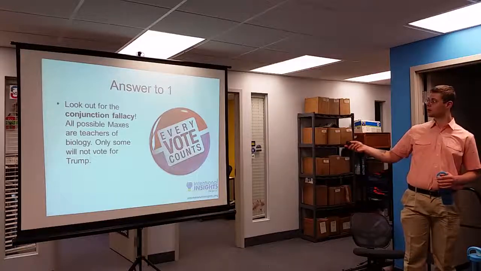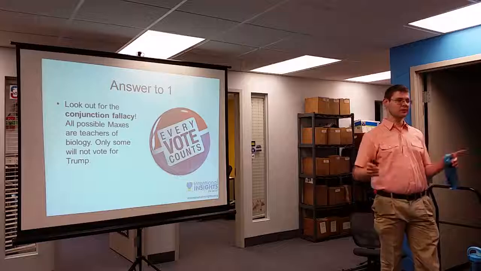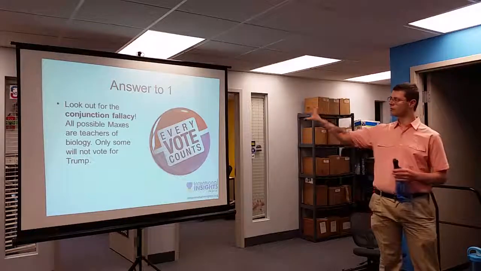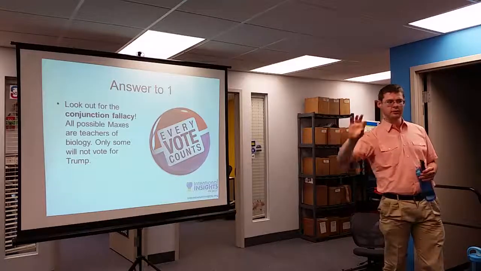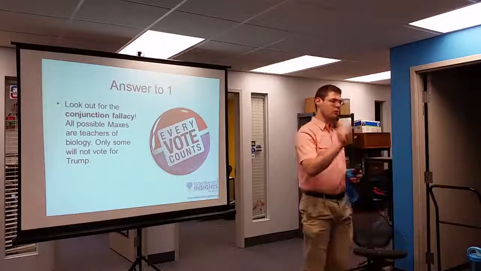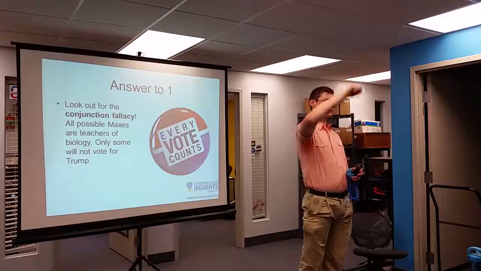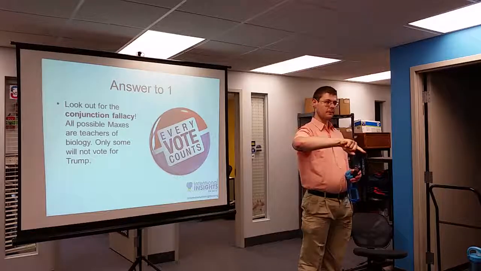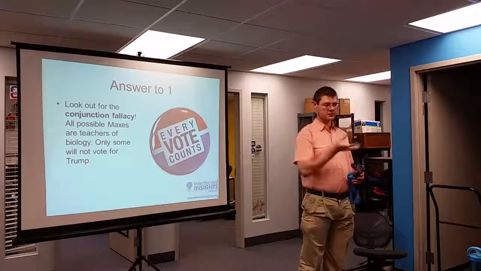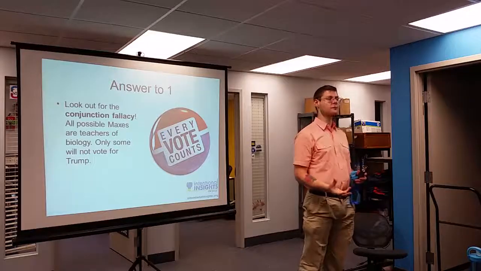So that's the conjunction fallacy. Remember, the conjunction of 2 factors. Is this clear to everyone? The conjunction fallacy is the idea that one thing, a totality, is always going to be bigger than some chunk of it, some pieces of it. Because in all cases, all Maxes are teachers of biology, only some Maxes will not vote for Trump.